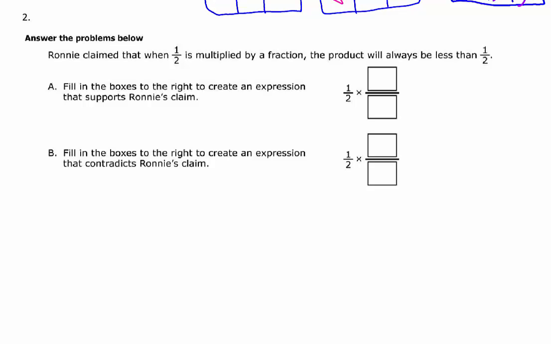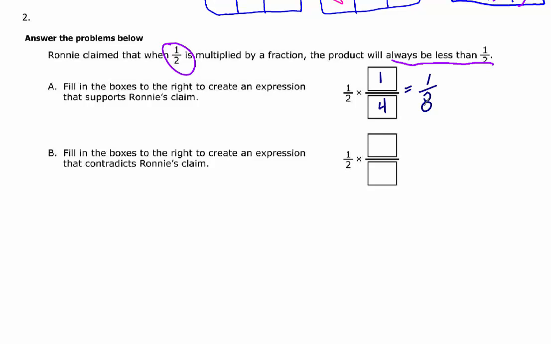Okay, here's the second problem. So, same idea. We're multiplying 1/2, and we want our answer to be less than a half. Well, then we need to take less than a half of it. So, if we multiplied 1/2 by 1/4, we would get 1/8. And 1/8 is less than 1/2.